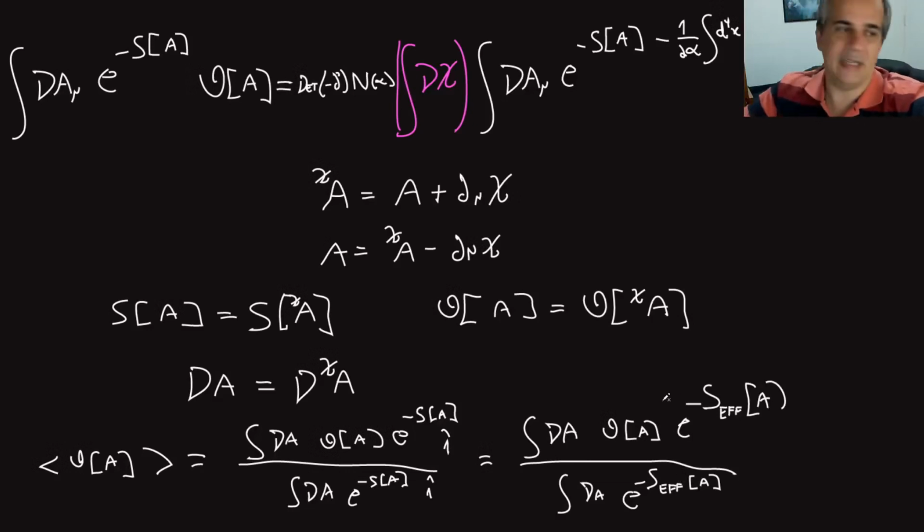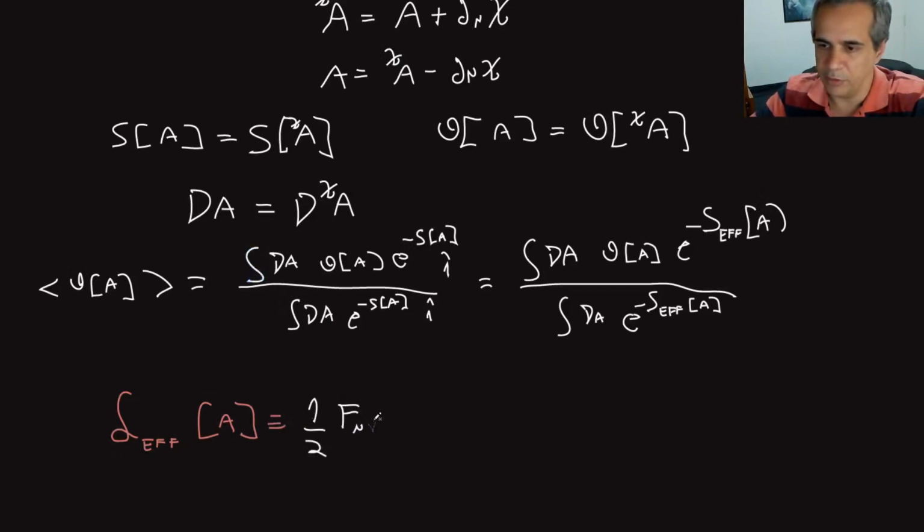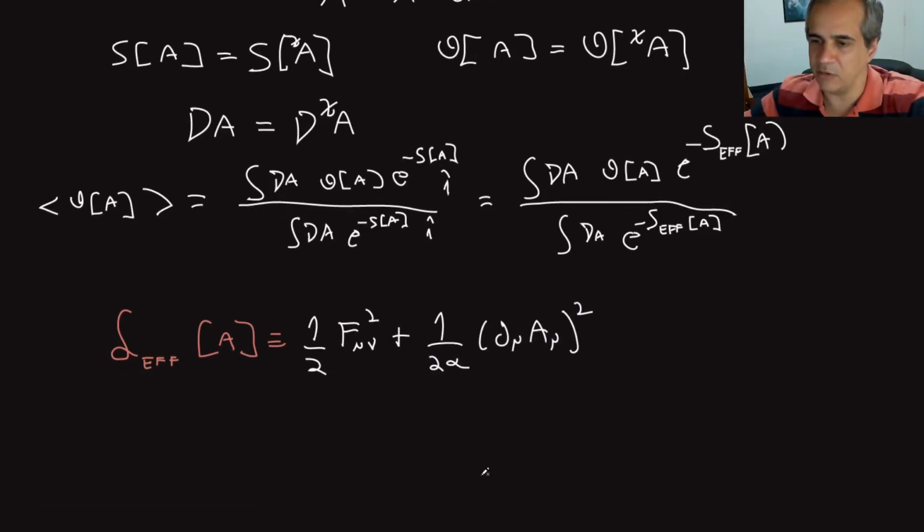The main point is that now my effective Lagrangian is one half of F_μν squared plus 1 over 2α (∂_μ A^μ)². And we call this second part here, let me put a box around this.